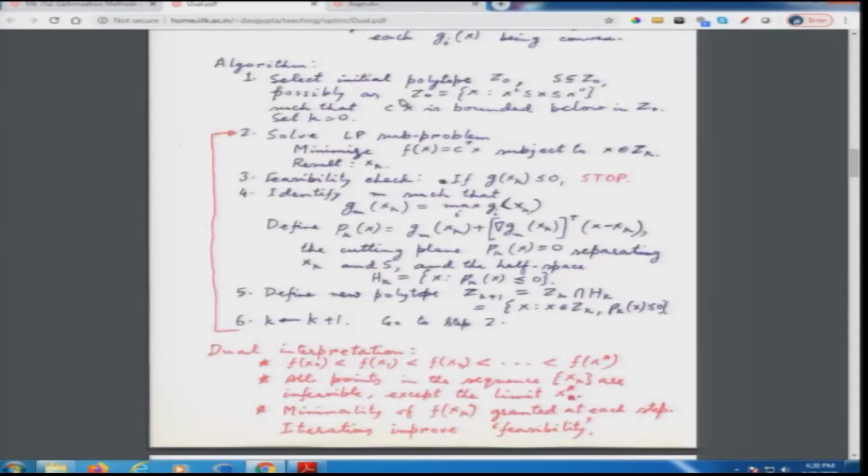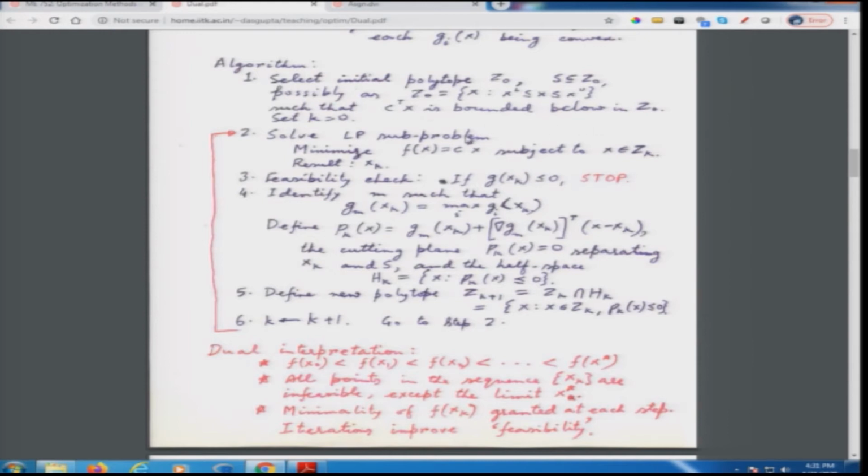So, the requirement says that such that the linear objective function is bounded below in Z0. If you define Z0 like this, if you define the initial polytope like this, then any linear function will be bounded below in that, because it is closed. Okay. So, it is closed from all sides. So, it will be anyway bounded. So, this polytope that we have defined, the rectangular polytope, in that any linear function will be bounded, certainly there is no problem.